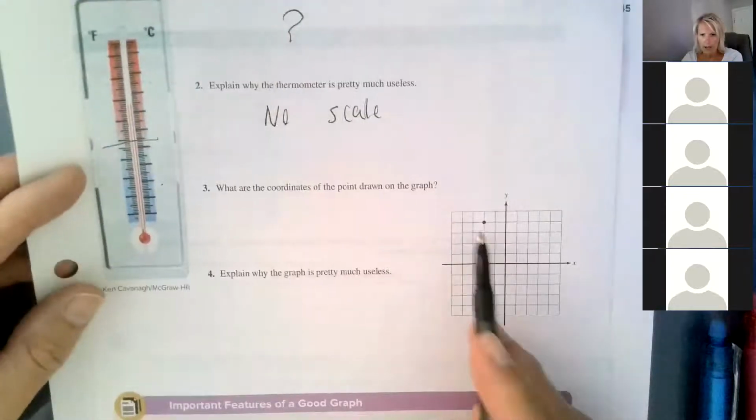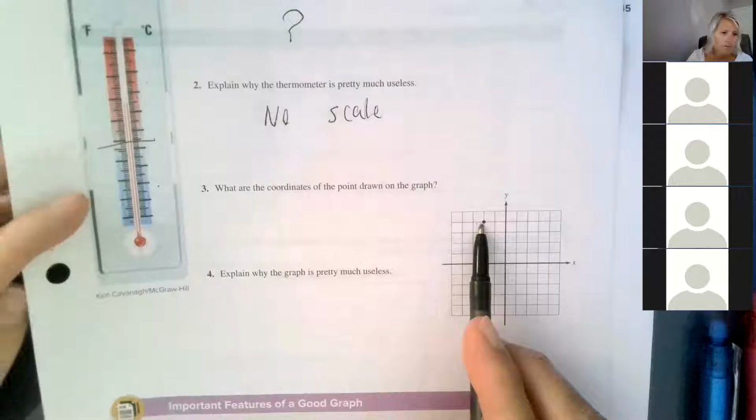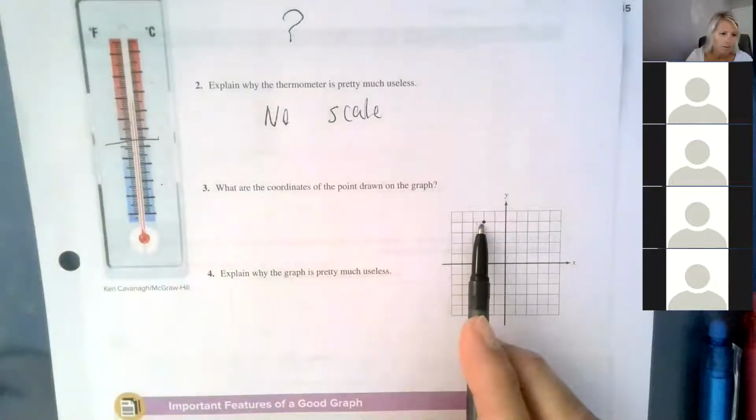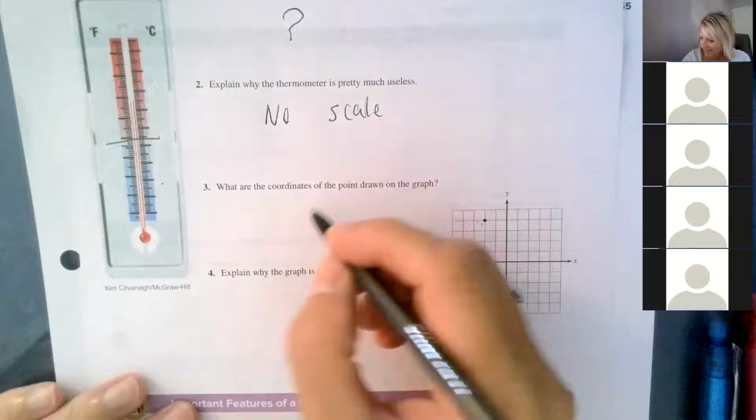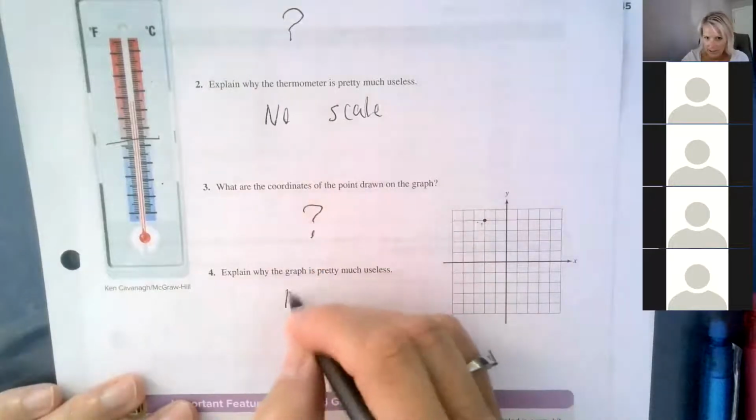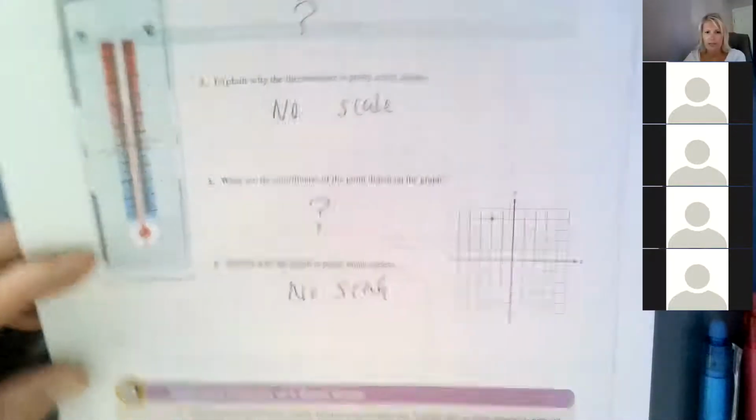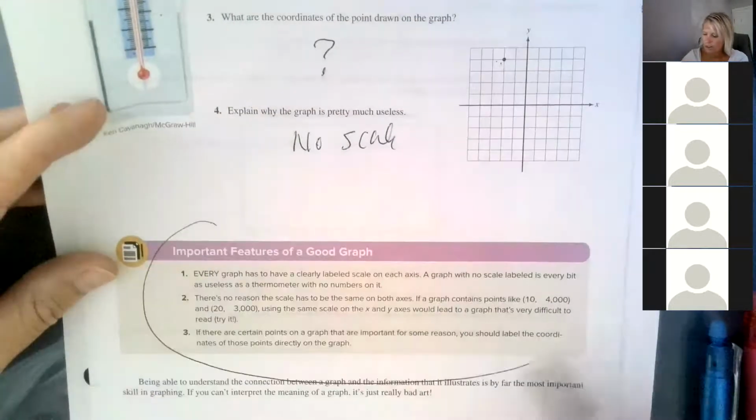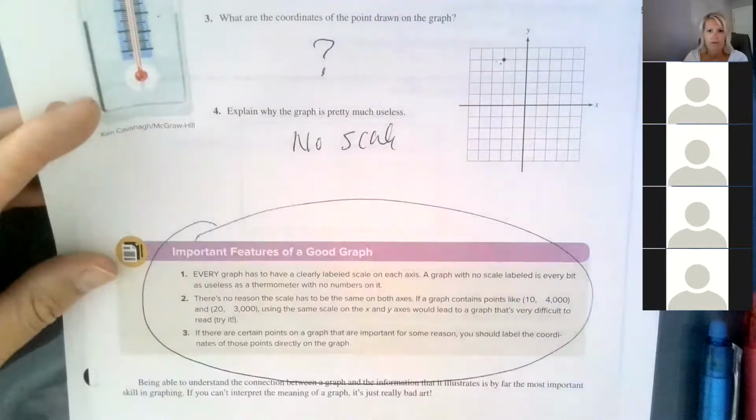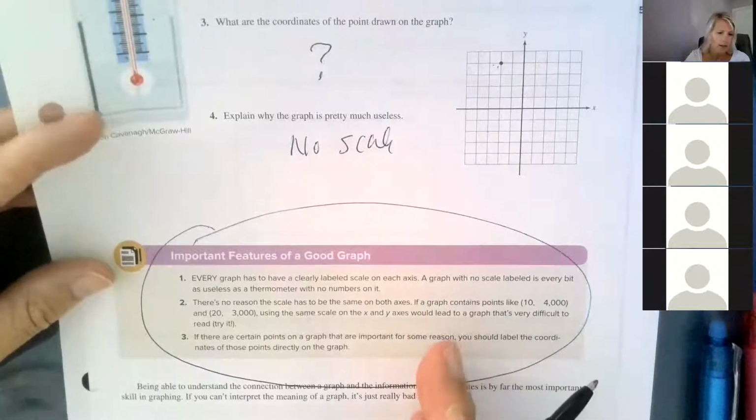What about 3? What are the coordinates of the point on this graph? I mean, you could assume they were going by 1, but since there's no scale, you don't know. Again, we have no idea, no scale. So we're just talking about the importance of scaling. Down below kind of goes about the important features of a good graph. So I want to make sure that you're kind of read through those if you've not done a lot of graphing.